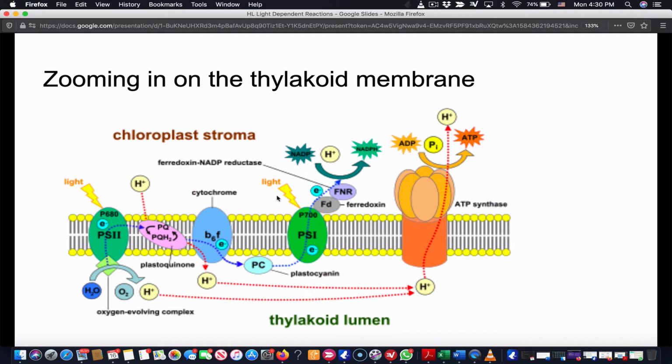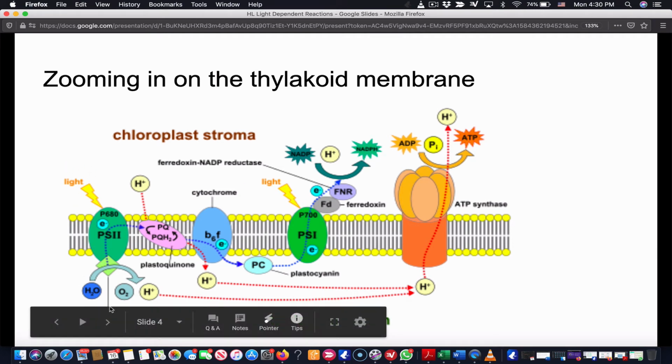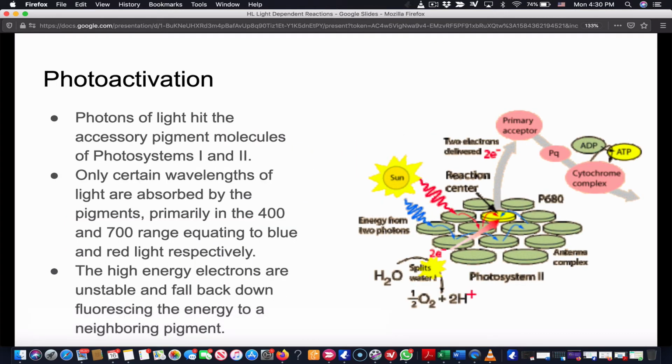And you can see that we've got light activation here, we've got light activation here, and then we're going to talk about the water splitting complex here, which is going to replace those electrons. And I'll pause for now, and we'll get into this stuff a little bit later, but let's go ahead and move on. So what happens during photoactivation?